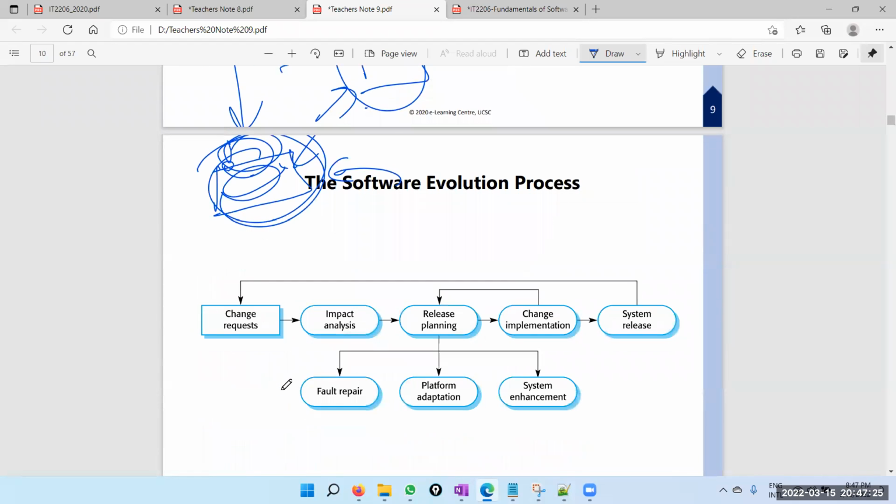Also, when there's a change, we have to evaluate and see what the impact is, what the cost is. Is it really worth it? Only then do we accept the change request and do it. Or sometimes we can even reject the change request, saying that it is too risky, too much effort, too costly.